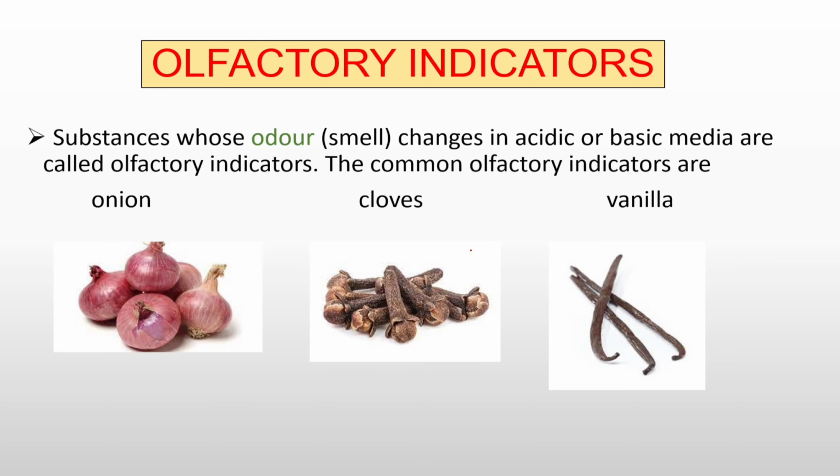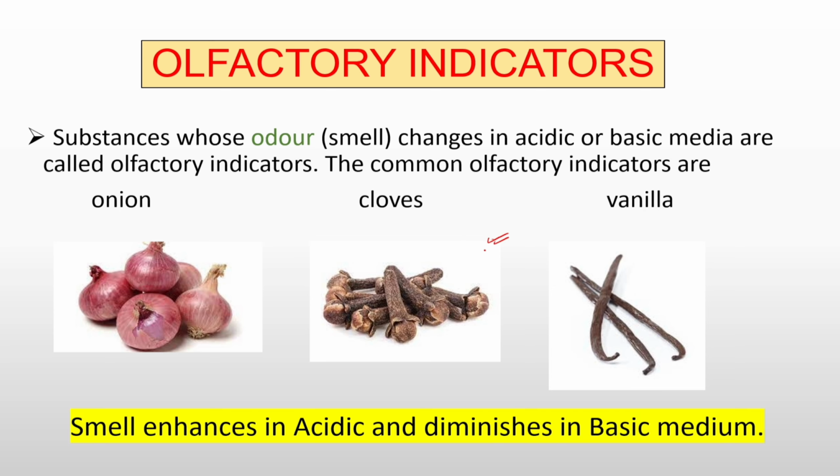So these substances are also indicators and they change their behavior. In acidic medium, their smell enhances, whereas it goes away or diminishes in basic medium. We all know the typical smell of cloves or onions. Since these are based on smell, they are called olfactory indicators.